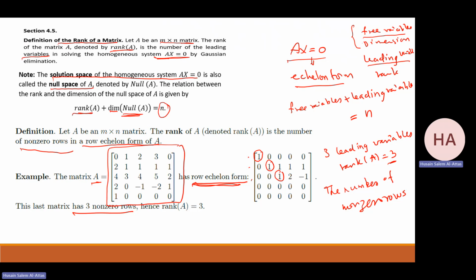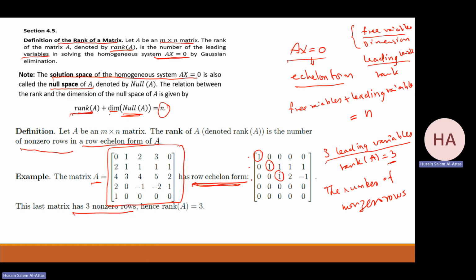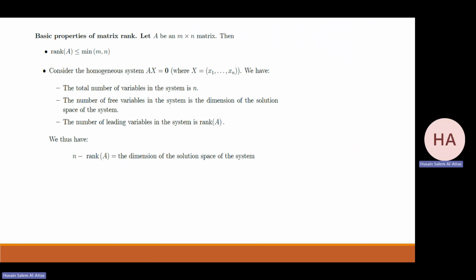It has 3 non-zero rows, and also 3 leading variables, the number of leading variables after writing it in echelon form. So what I will do is take the matrix, write it in row echelon form, then it's up to you: either the number of leading variables will be the rank, or the number of non-zero rows. These are the 2 definitions. And don't forget, the rank of A plus the dimension of the null space equals n, which I wrote here, very clear. By the way, the rank of A should be less than or equal to the minimum of m and n. Okay, now consider the homogeneous system.